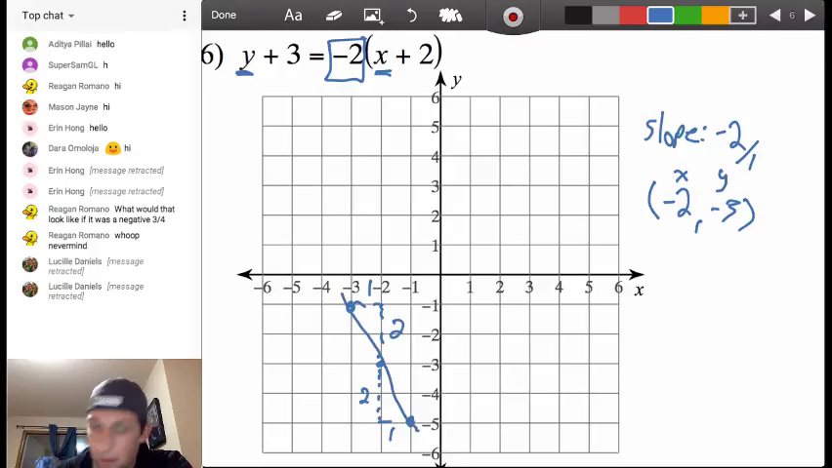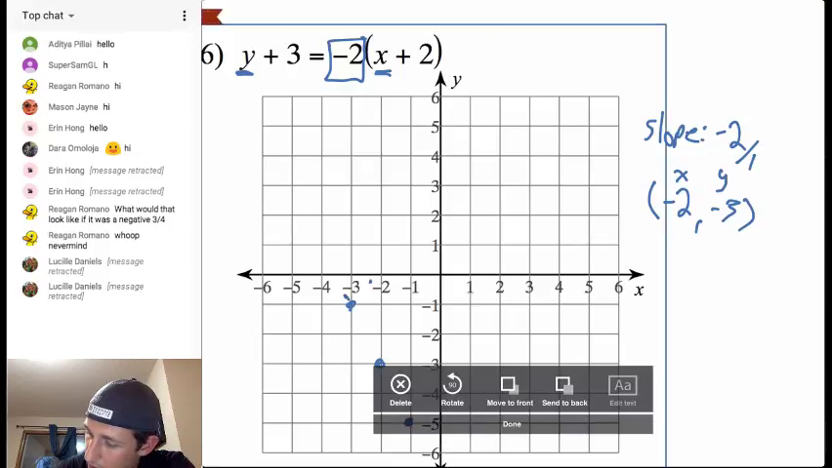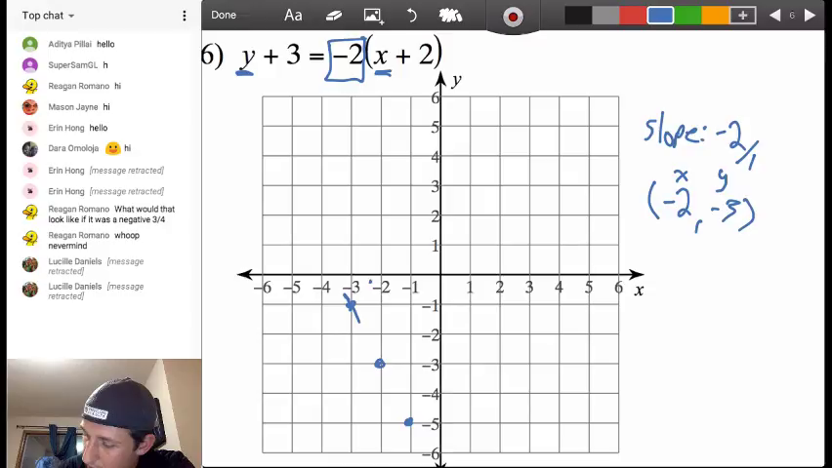Oof, it'd be better if I drew a nice line. I'm going to erase that and do it again, because that was really bothersome to me. Do it one more time. -2, -3 is right here. And again, I can go down 2 and right 1, or I can go up 2 and left 1. Either way, remember that top number is always your y, bottom number is always your x. The directions don't end up mattering as long as you create downhill if it's negative, uphill if it's positive.